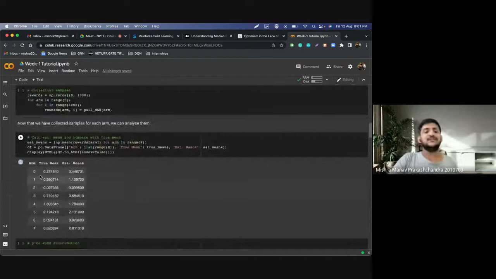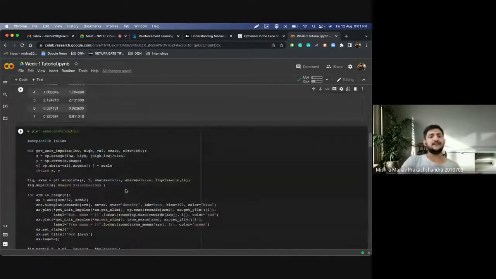So here, this is the true mean value, and this is the estimated mean value. You see that they are getting closer and closer to the true value. If I increase from 1,000 to, let's say, 1 million, I'll probably be even closer to the true mean. So the more arm pulls you do, the closer you are in estimating the true mean.